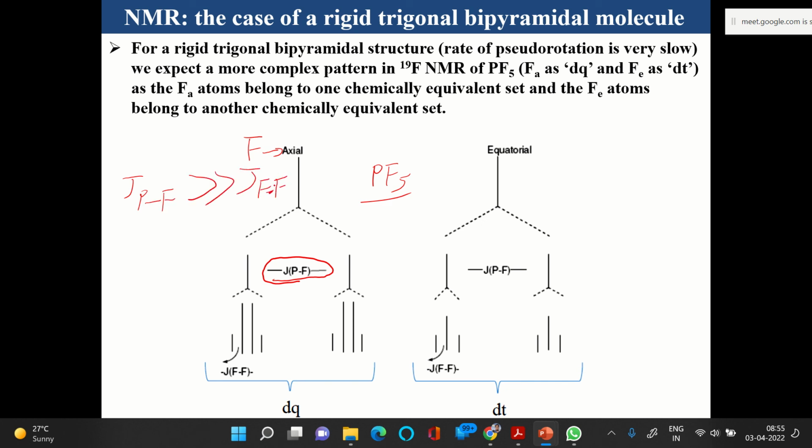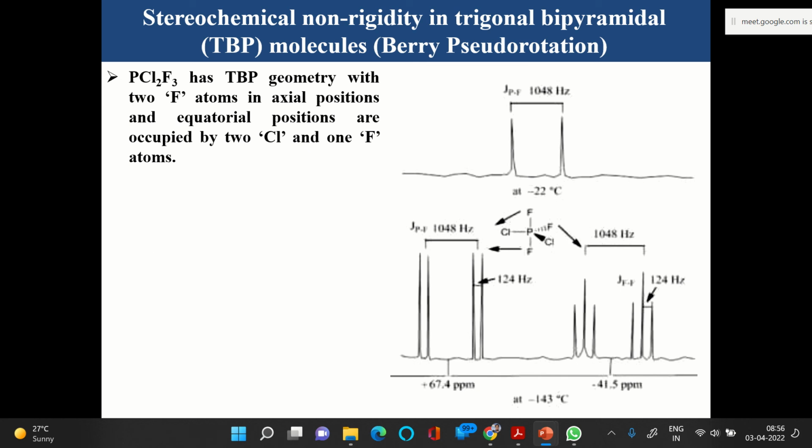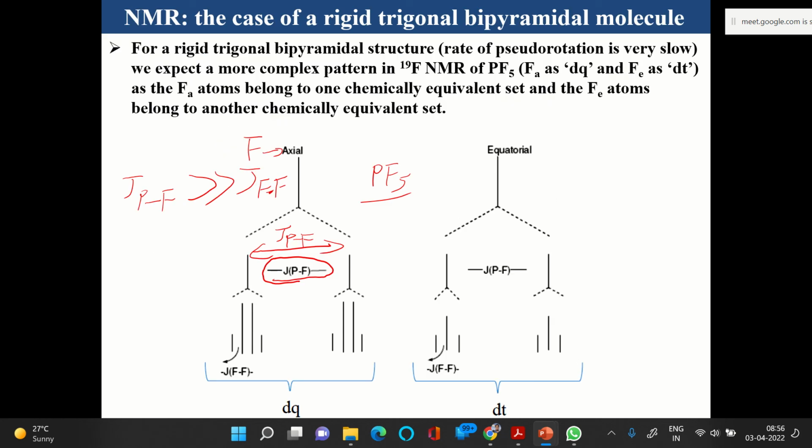In such cases, when you have to find the pattern, if something has a larger coupling, you take it into account first. Draw that first and then do the next. That makes it easier. If the fluorine coupling is smaller, the splitting will be less. So the first splitting you obtain is the larger one, JPF. After that, the next set of interaction, the fluorine interaction, and that splitting pattern you will observe.